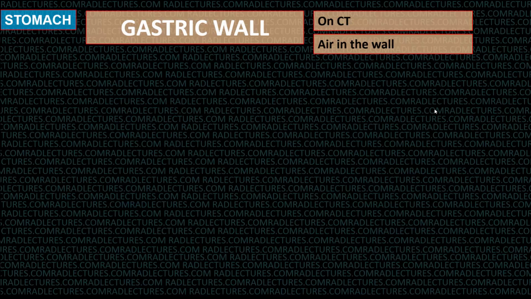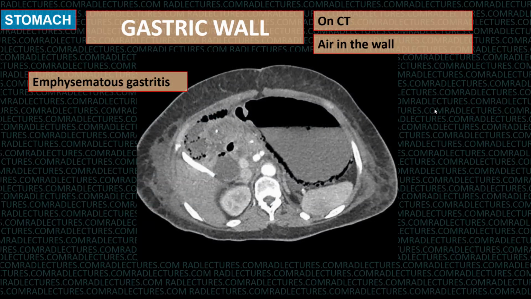Then after thickening, we need to give a quick look at the stomach to find out if there is any air in the wall of the stomach, particularly if the patient is very ill. Air in the wall of the stomach is seen in emphysematous gastritis. Sometimes it can be benign, but here we can see that there is wall thickening as well as air in the wall of the stomach.